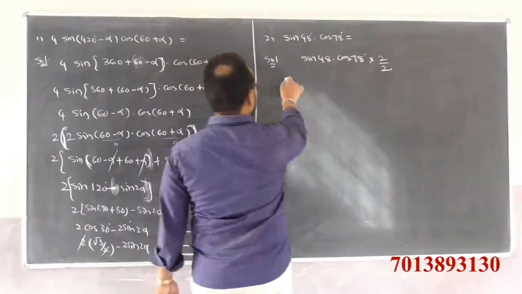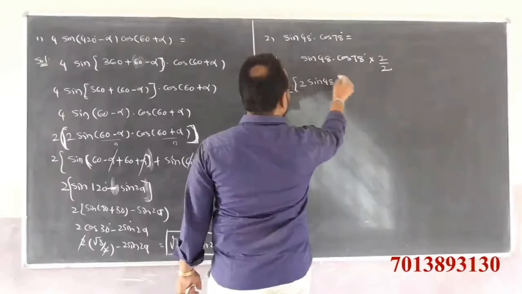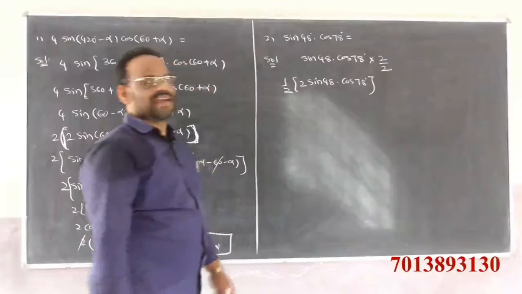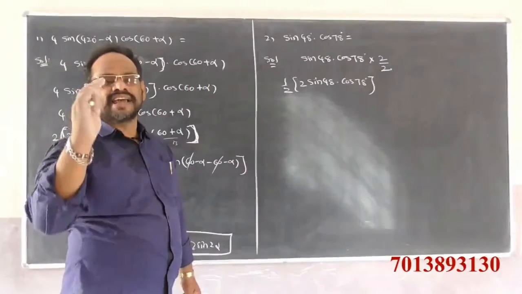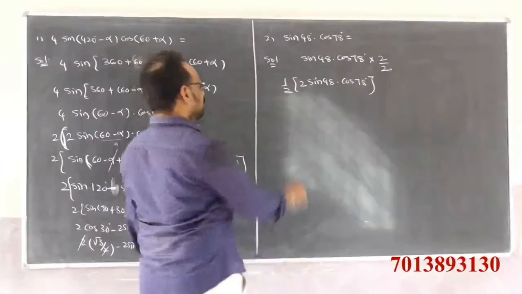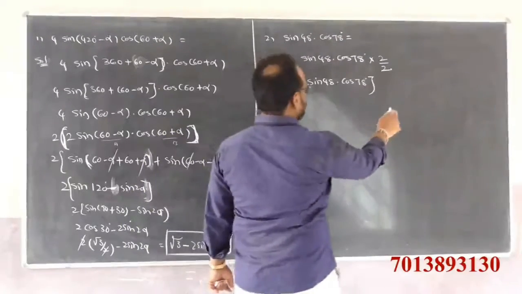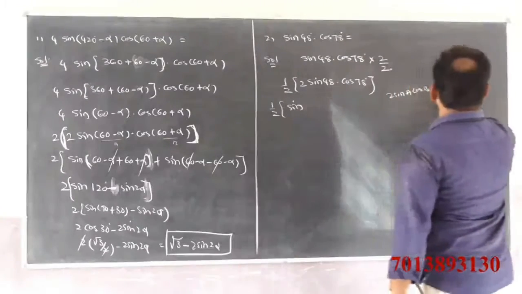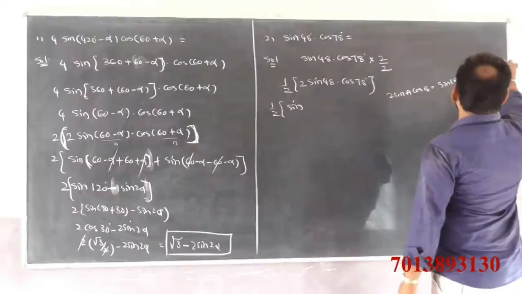So this can be written as 1 by 2 into 2 sin 48 into cos 78. Now it is in the form of 2 sin A cos B. Again, 2 sin A cos B is nothing but sin sum plus sin difference. That is sin A plus B plus sin A minus B. So 1 by 2 into sin sum. Observe here, 2 sin A cos B is equal to how much? Sin sum plus sin difference.